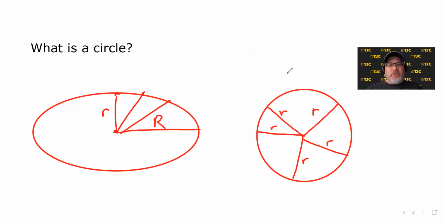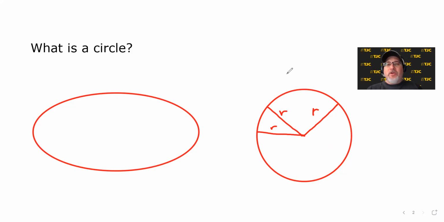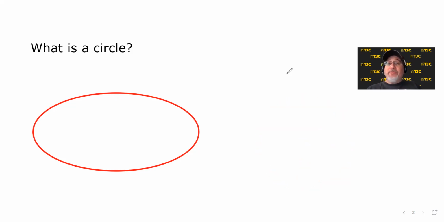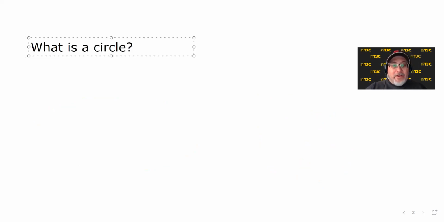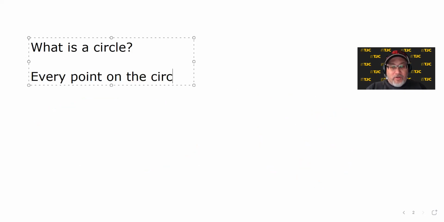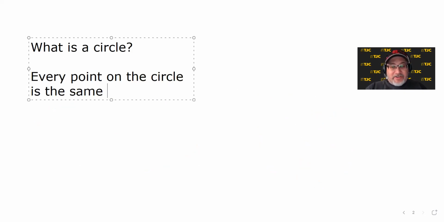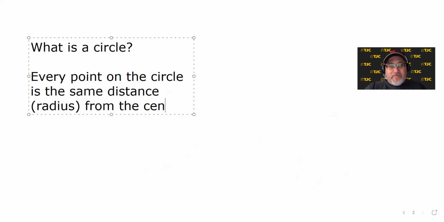So yeah, what makes a circle, every point on the circle is the same distance from the center, as opposed to an ellipse or any other shape that's not a circle. Every point on the circle is the same distance, and that distance is called the radius from the center. So that's what makes a circle a circle.